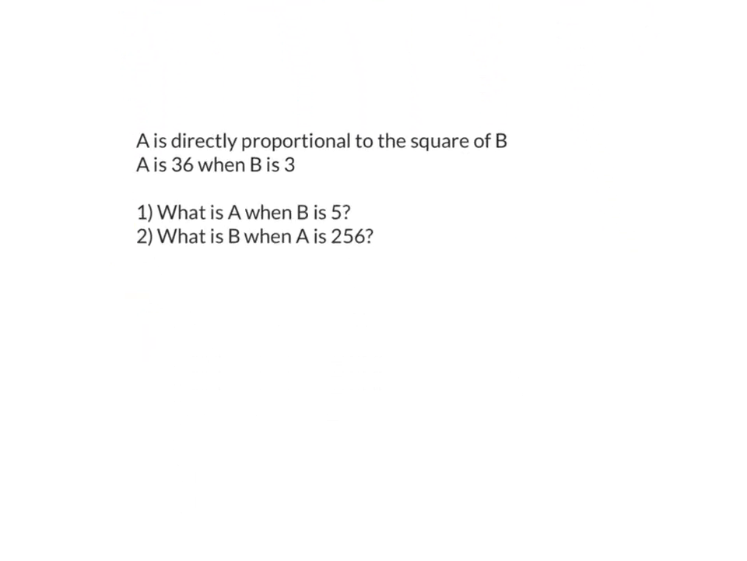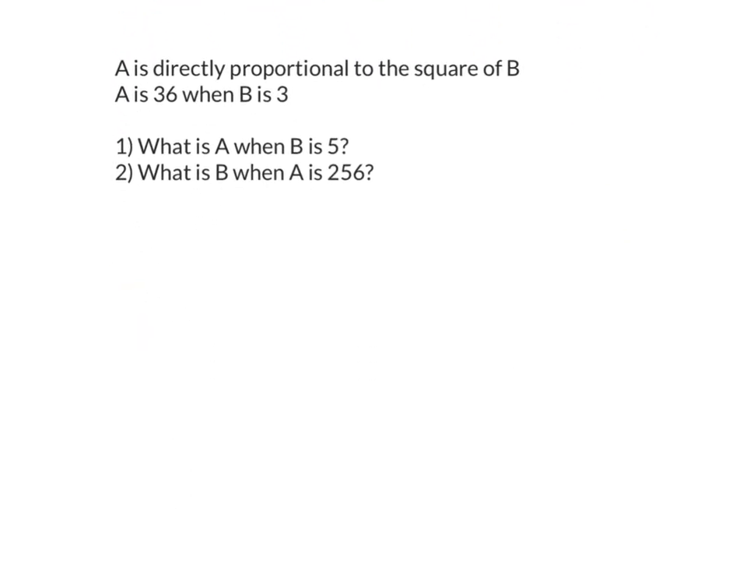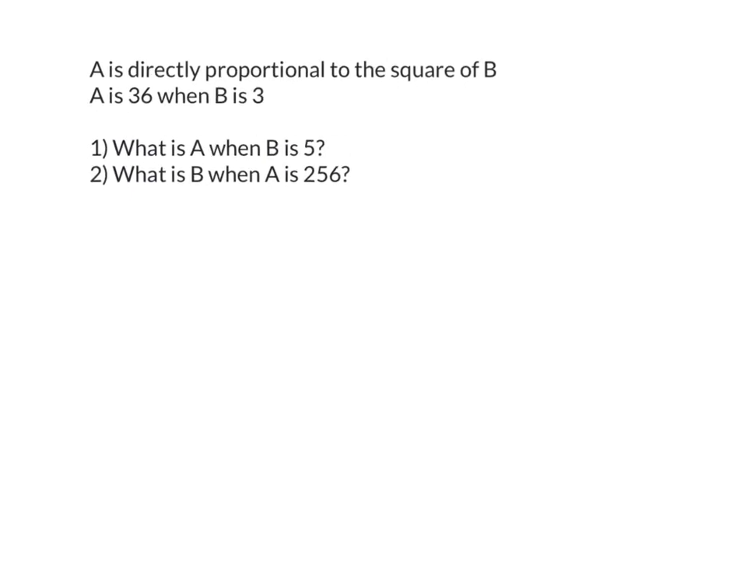Last question. A is directly proportional to the square of B. So A is directly proportional to, that just means B squared. Okay? So A equals K B squared. Just because it's squared, we don't do anything any differently. Okay?